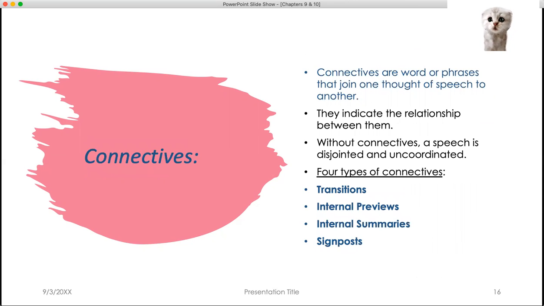Now let's talk about connectives. These are words or phrases that join one thought of a speech to another. They indicate the relationship between them. Without connectives, a speech is disjointed and uncoordinated. There are 4 types of connectives that you want to use: transitions, internal previews, internal summaries, and signposts.